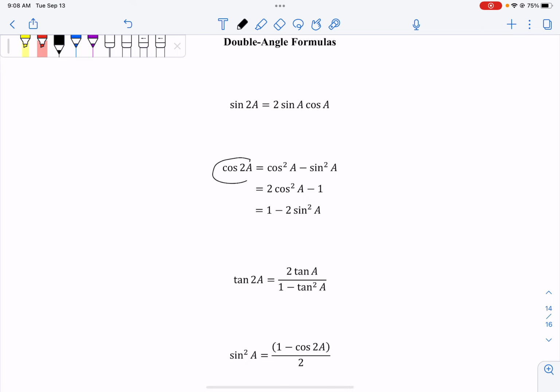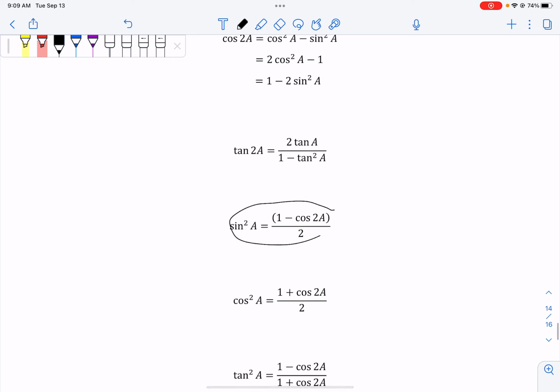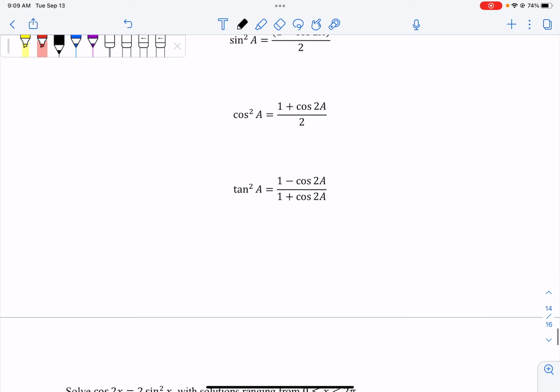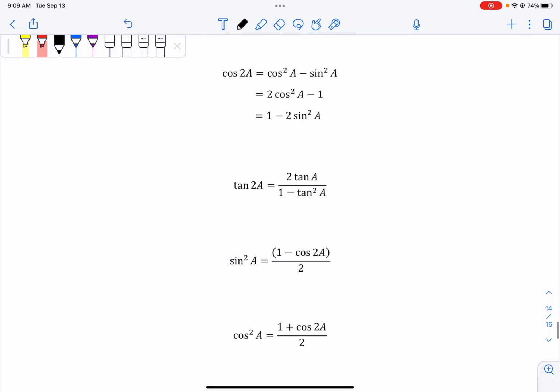But the ones I do want to focus on the most are the 3 different instances of cosine 2a. Tangent 2a, I guess it is important as well, but you rarely see this in calculus. The most important are these two. If you look at sine squared a, it looks something like this. Cosine squared a looks something like this as well. Once again, you don't really have to copy these down, but you do need to know them by heart eventually. They are in your workbooks, so if you ever forget, you can go ahead and look at these.